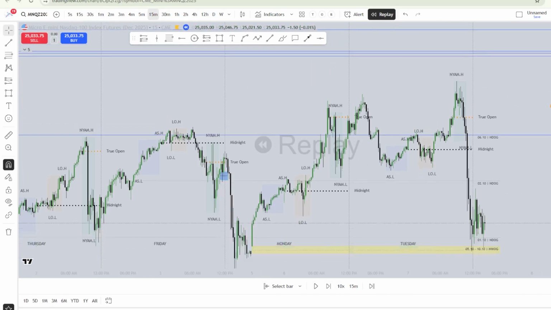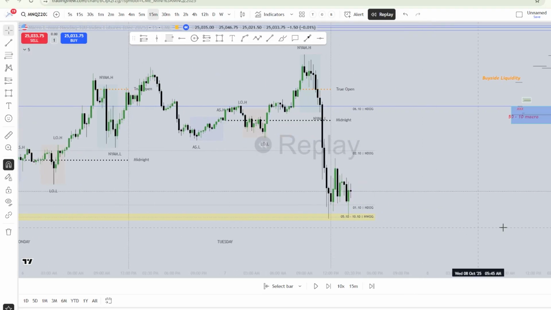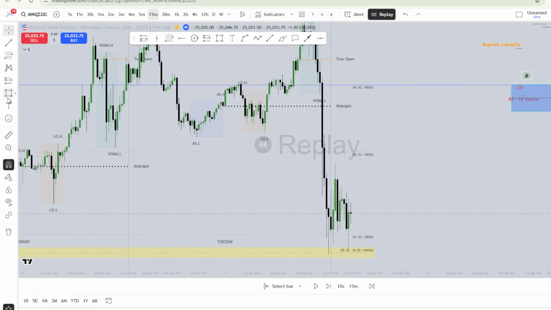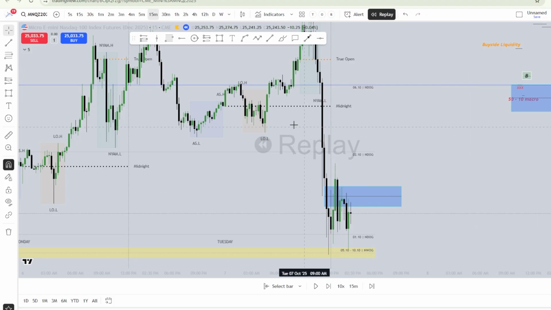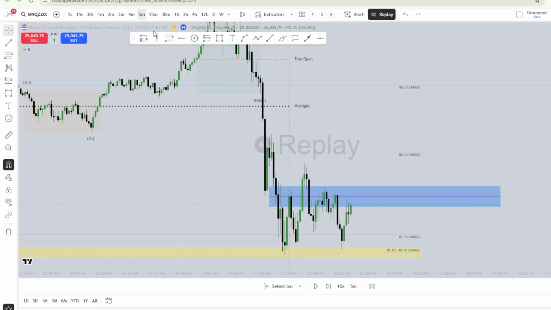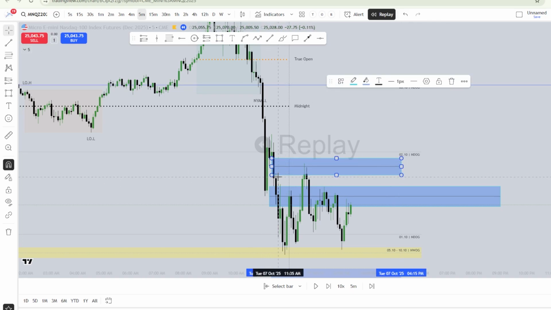So I'll go into the 15 minute, okay. 15 minute, I see a bearish fair value gap. Where are we at? Do we have one on the 5 minute? We do have one on the 5 minute, so I'm just going to mark that out. You've got a bearish fair value gap right there, and we've got the new week open gap, so that's a good draw on liquidity right there.